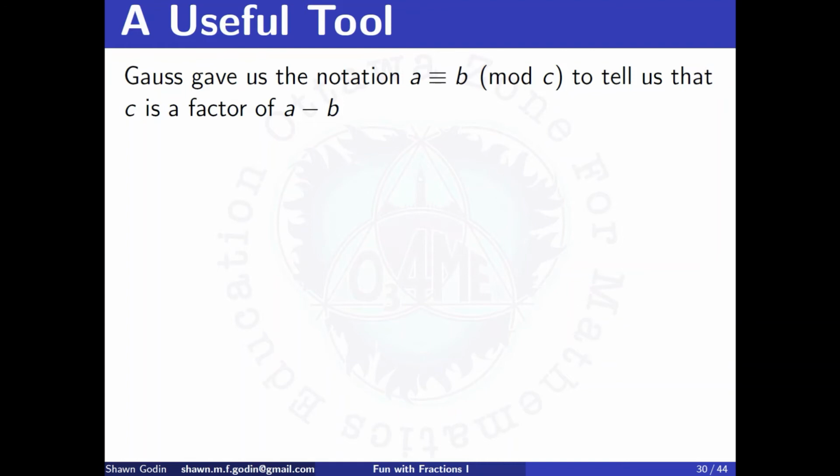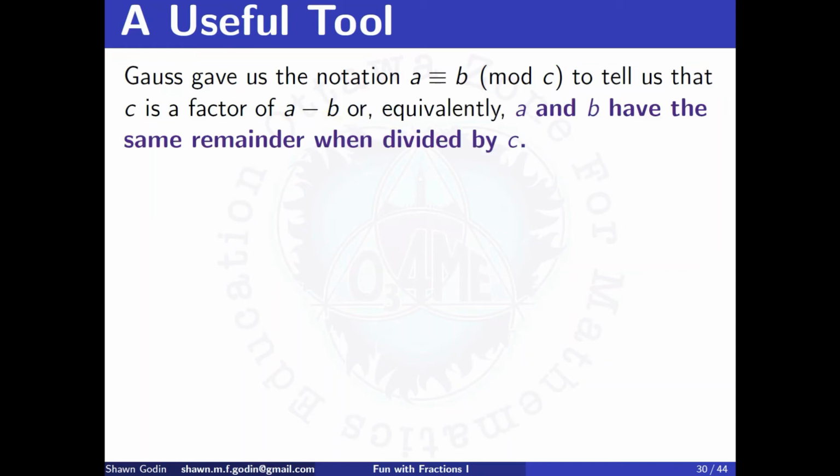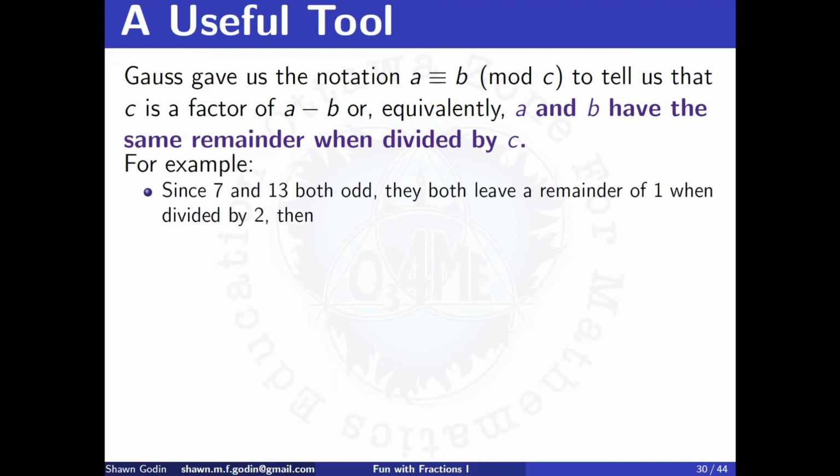And what that tells us is we use that notation when C is a factor of the difference between A and B. Or another way to think of that is that if A and B have the same remainder when we divide by C, they're congruent to each other modulo C. For example, if we look at 7 and 13, they're both odd, which means that if I divide them by 2, they leave a remainder of 1, which means that I can write 7 is congruent to 13 mod 2, and they're both congruent to 1 mod 2.